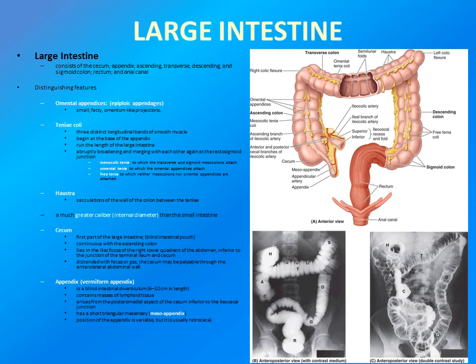The colon also has a greater diameter than that of the small intestine. The cecum is the first part of the large intestine. It is really a blind intestinal pouch. It has two openings, the opening from the appendix as well as the opening from the ileocecal valve.